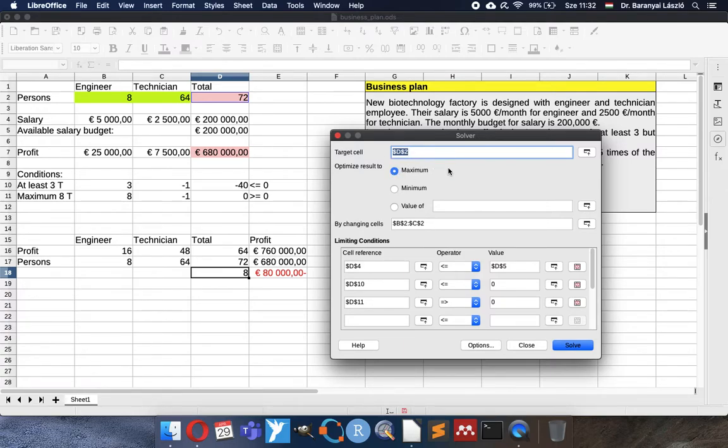And we used the linear solver. This is how linear programming works in LibreOffice.